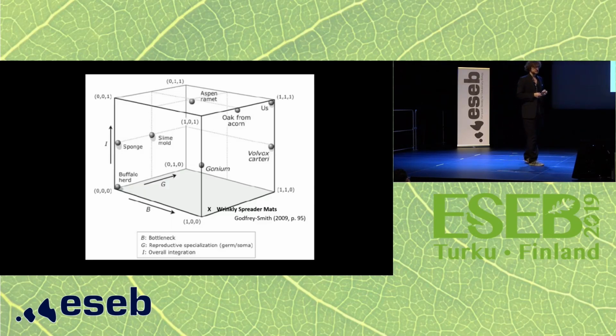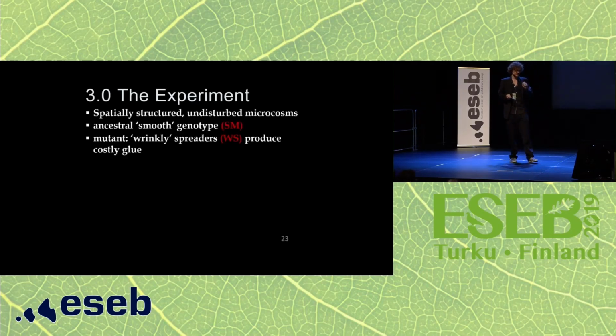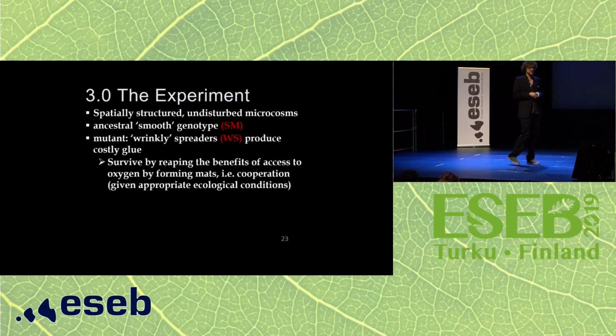All right. And then we could put these Wrinkly Spreader mats roughly here, and hopefully further experimental work is able to push them further. Now, let me talk a bit about this experiment. So we have these spatially structured undisturbed microcosms with an ancestral smooth genotype and these mutant Wrinkly Spreader types who quickly take over the surface. They are able to reap the benefits of oxygen. Normally, their fitness would be lower.